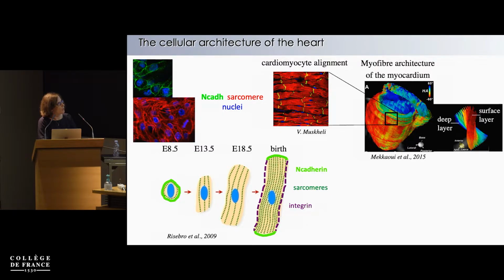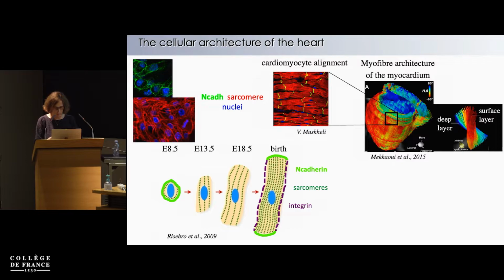And if you look along the wall of the myocardium, you will see that there are variations in these orientations. So the colors indicate different orientation of the fibers. So for the myocardium, it's not enough to have contractile cells. It's also very important to have a cellular architecture to sustain the efficient contraction of the heart.